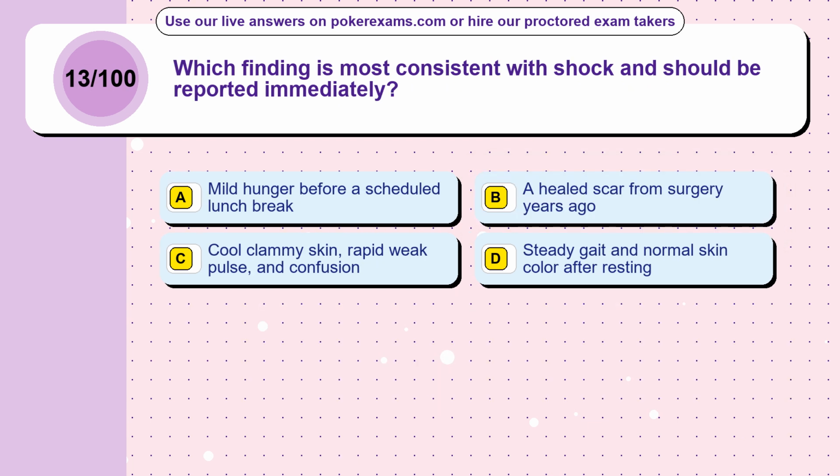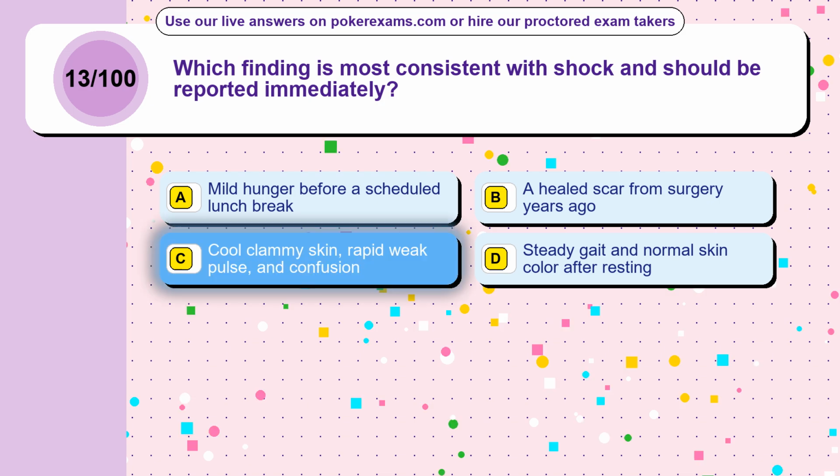Question 13. Which finding is most consistent with shock and should be reported immediately? Option A, mild hunger before a scheduled lunch break. Option B, a healed scar from surgery years ago. Option C, cool clammy skin, rapid weak pulse, and confusion. Option D, steady gait and normal skin color after resting.